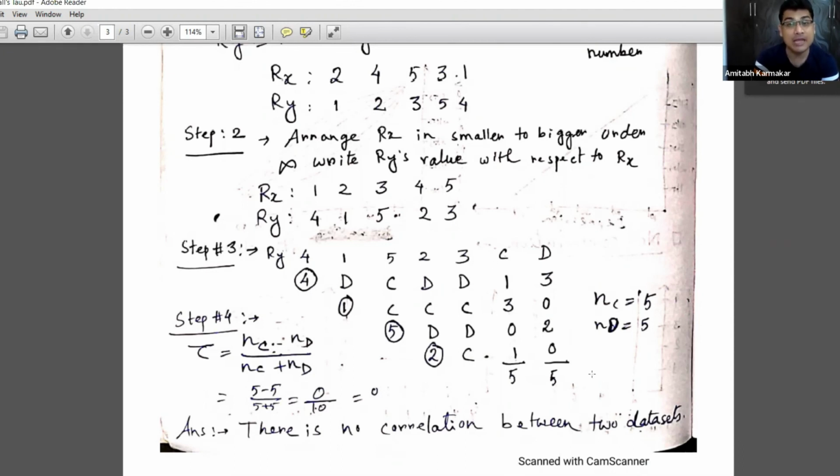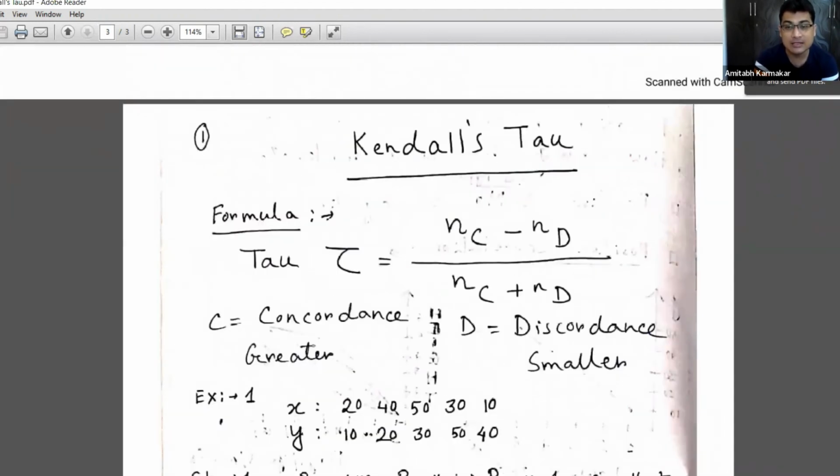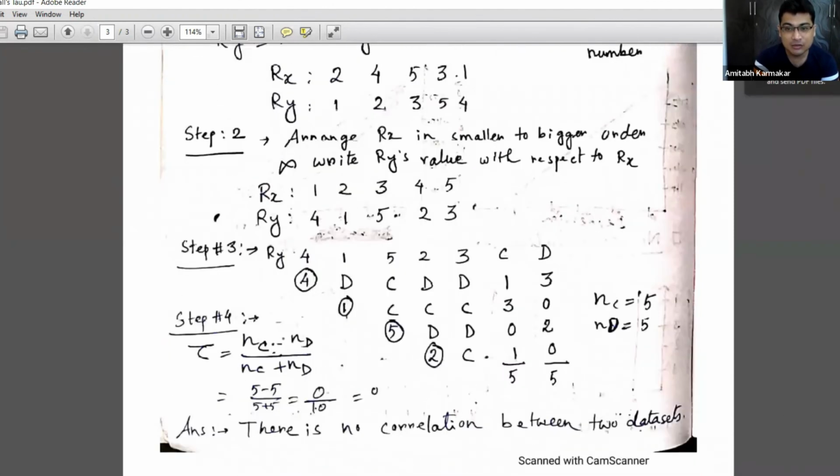Now we'll add. Remember the NC minus ND and NC plus ND, remember? See? NC plus ND, NC minus ND. So this is my NC, that is the summation of all the C's. So 1 plus 3 plus 0 plus 1 is 5. On the other hand, ND is 3 plus 0 plus 2 plus 0, which is also 5. So NC is 5, ND is also 5.